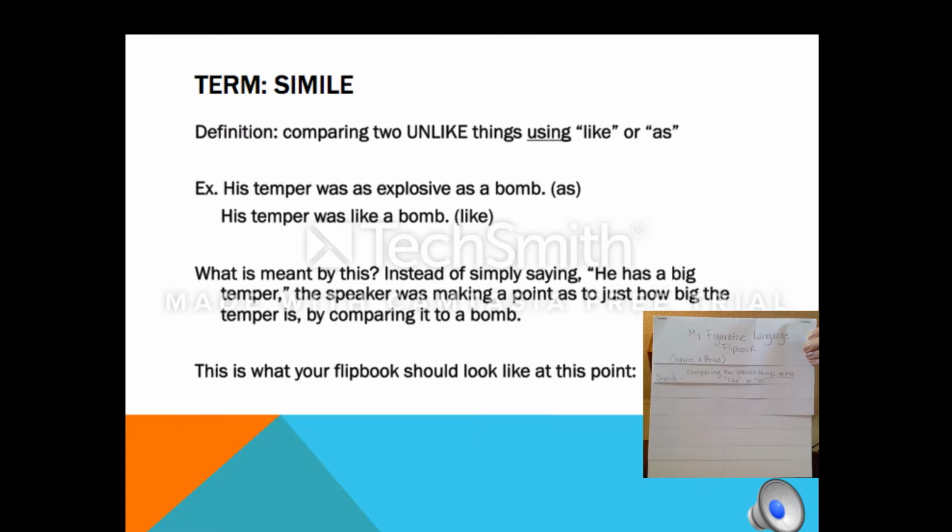The first figurative language term you are going to write on your flipbook is simile, and the definition is comparing two unlike things using the words like or as. For example, his temper was as explosive as a bomb, or his temper was like a bomb. What is meant by this? Instead of simply saying he has a big temper, the speaker is trying to make a point as to how big the temper is by comparing it to a bomb.